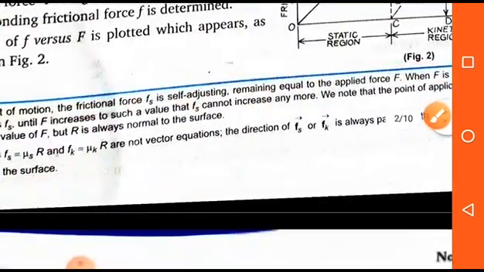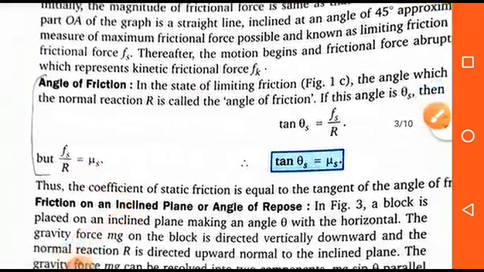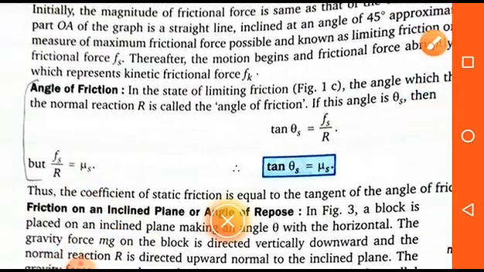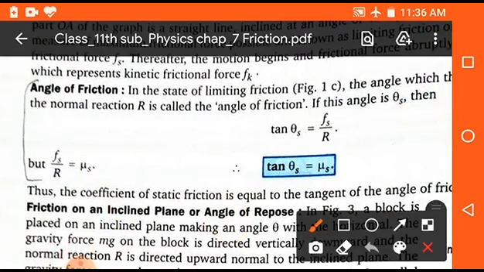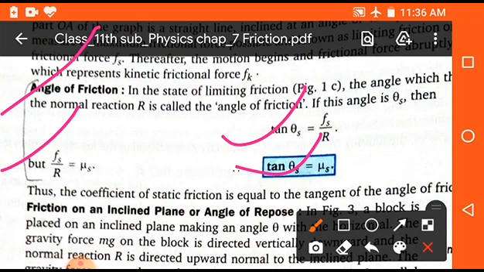Okay, students. Now our next topic is the angle of friction. As we know, tan theta is equal to Fs upon R. That means it is the ratio of frictional force to the normal reaction. So tan theta is equal to Fs upon R. Then tan theta is equal to mu s, because we know that Fs upon R is equal to mu s. So we can say that the tangent of the angle of friction will be equal to the coefficient of friction.